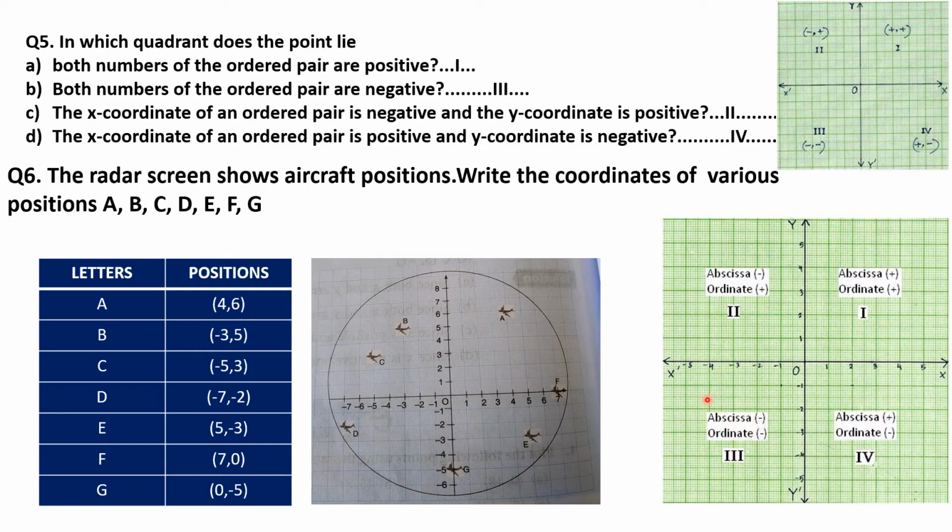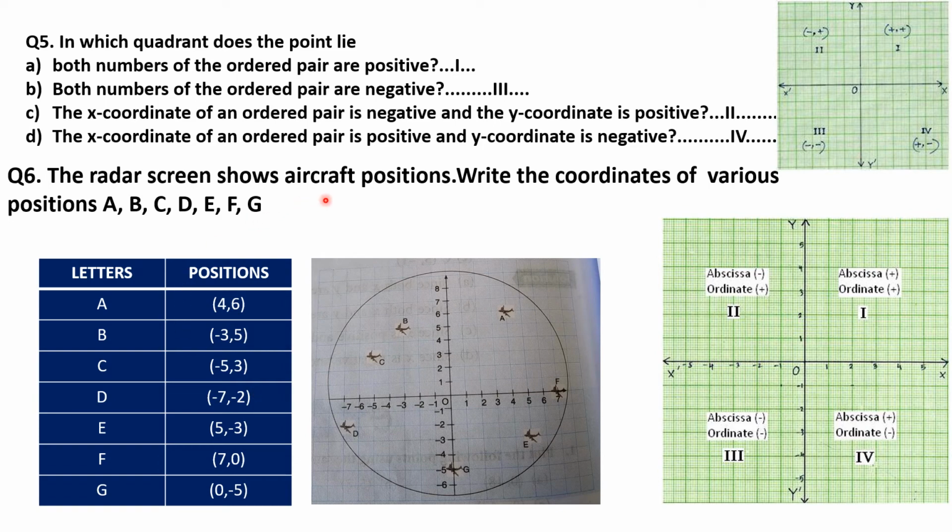So you have to draw the figure in the rough column and then find out. Next one, the x coordinate is negative and the y coordinate is positive. X is negative and y is positive in the second quadrant. Next, x coordinate is positive and y is negative. X is positive and y is negative in the fourth quadrant.